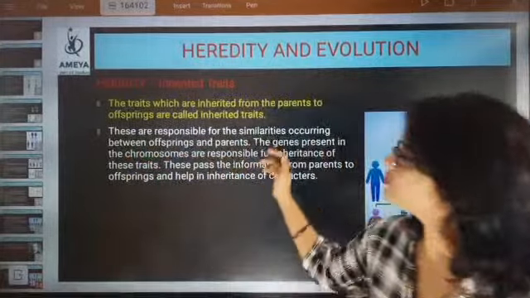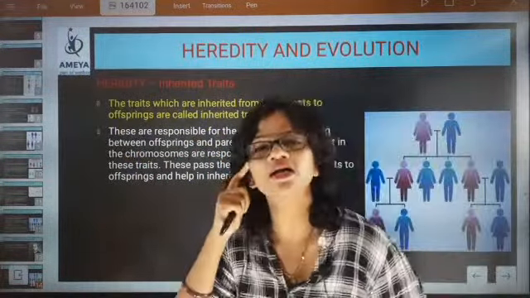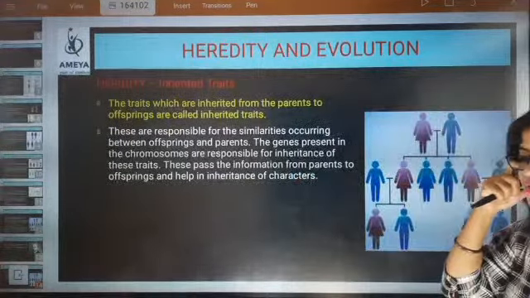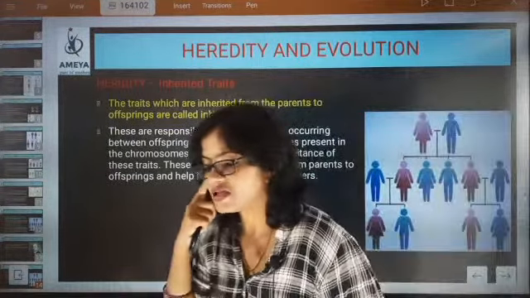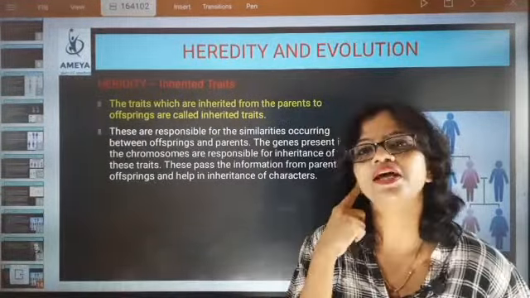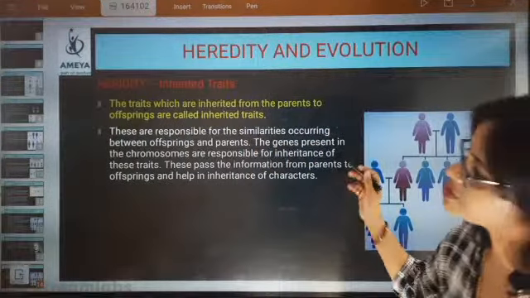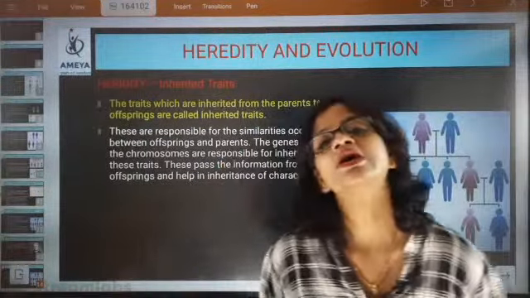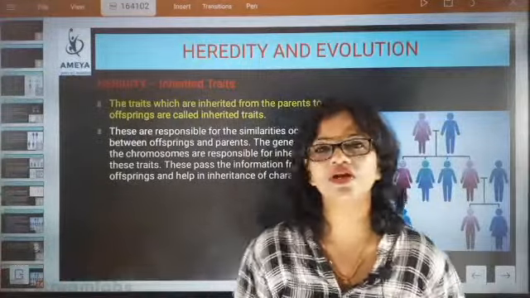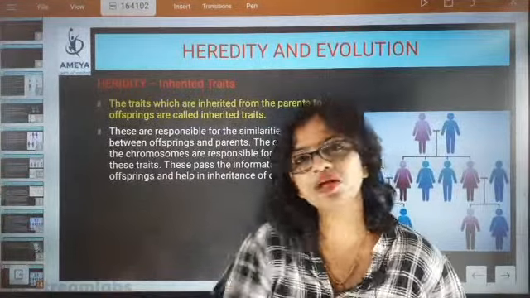The traits which are inherited from the parents to the offspring are called as inherited traits. The parents are transferring the trait to the offspring. These are responsible for similarities occurring between offspring and parents. So since the parents are giving trait to the child, 100%, if parents will have that trait, then only they will give it to child.